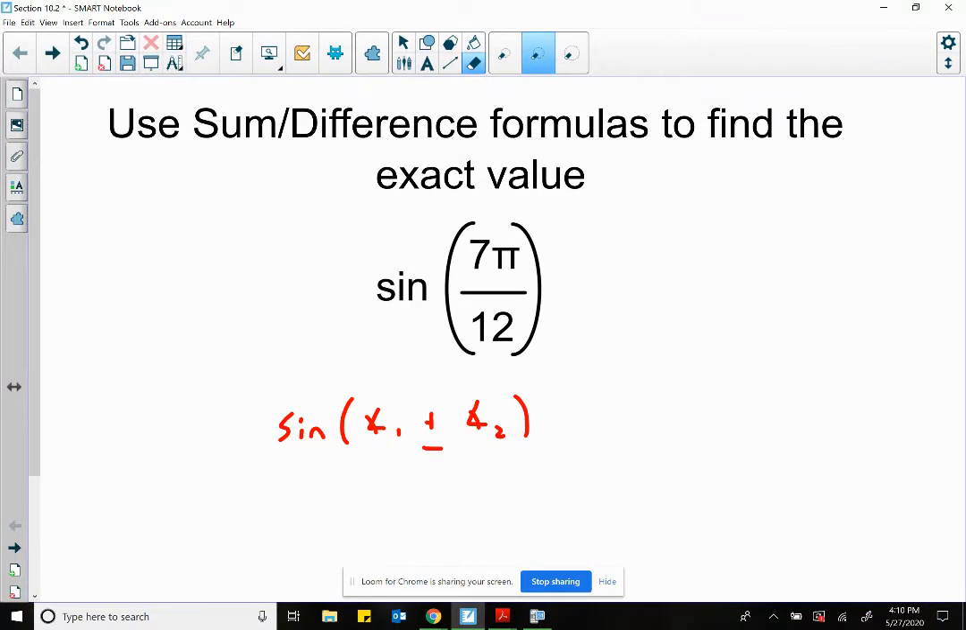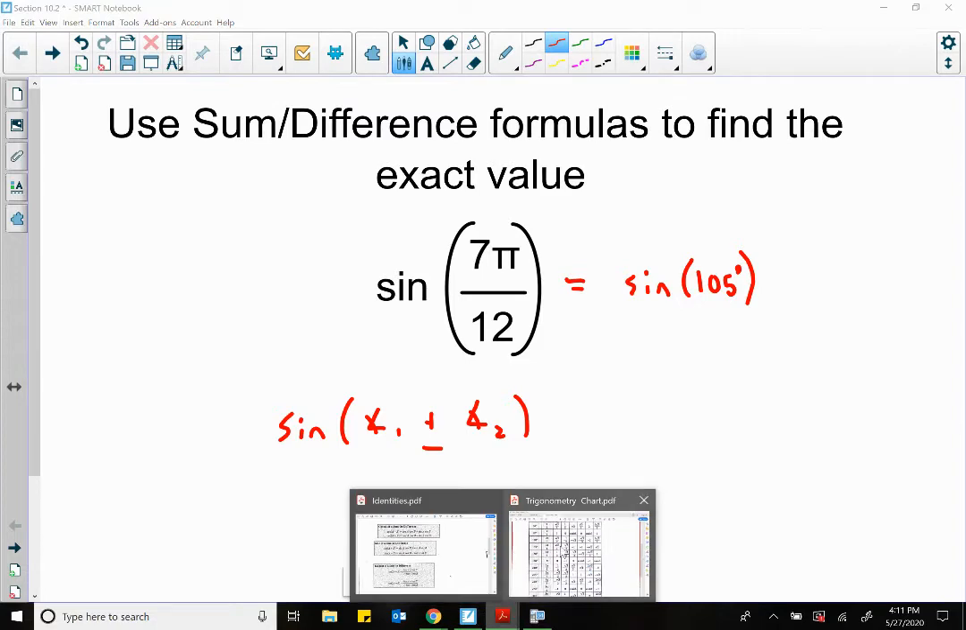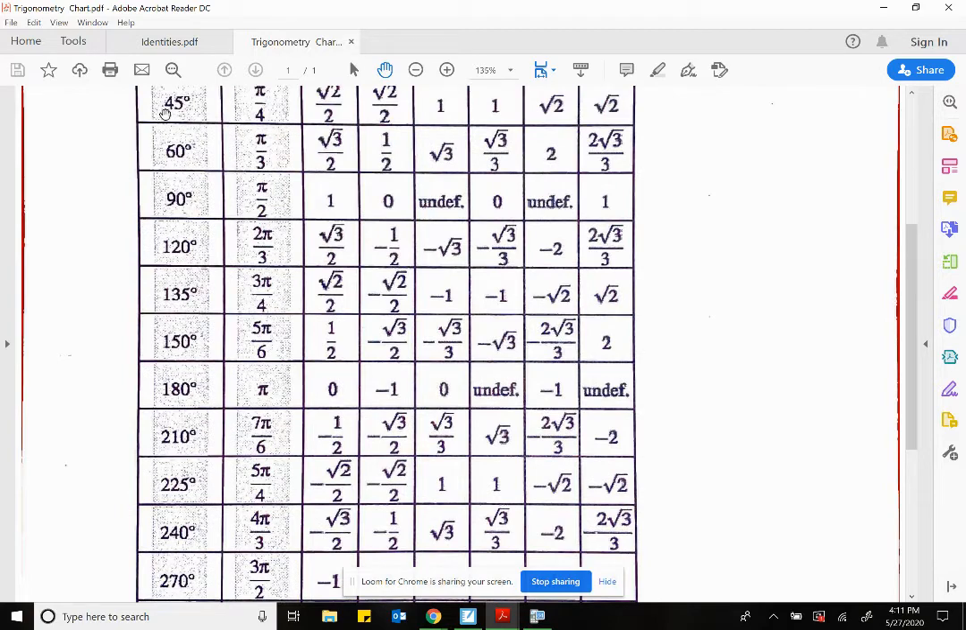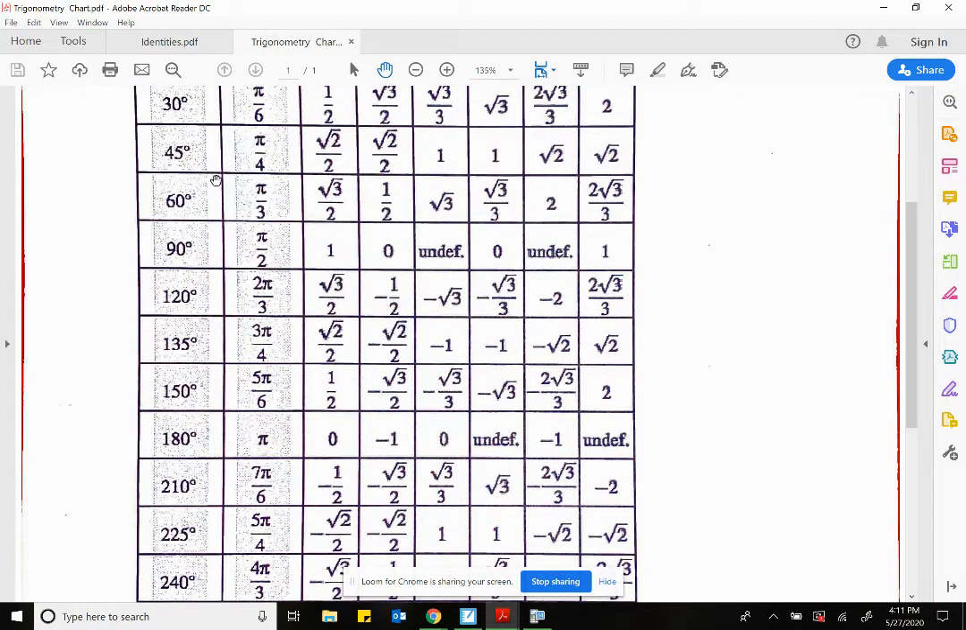is 105 degrees. So what two angles can we add together or subtract to get 105? Well, if I take 150 minus 45, there's 105. If I take 45 plus 60, there's 105.